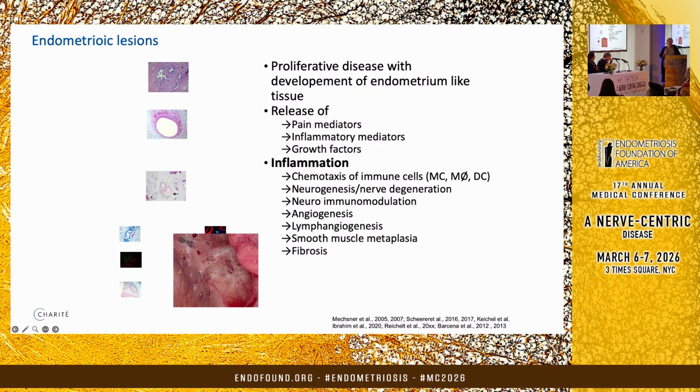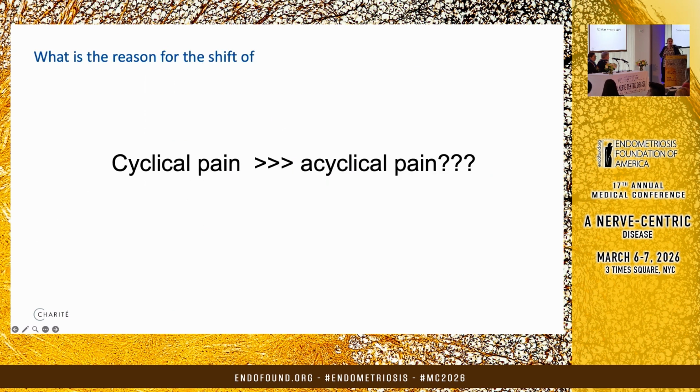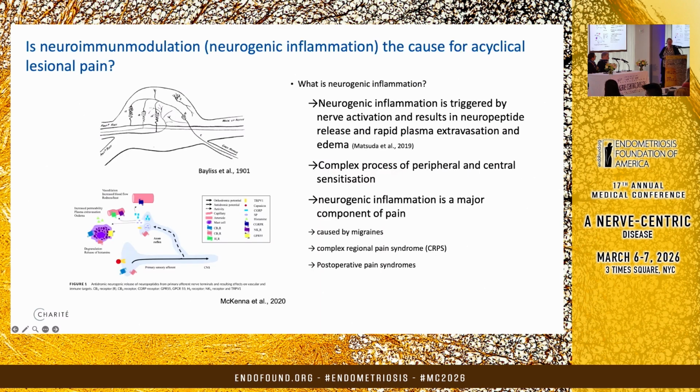And at the beginning, for me, of course, it's a hormonal dependent disease. The release of pain mediators is, in the beginning, cyclical. So we started with a cyclical pelvic pain in patients with endometriosis that is often reported by the patients. But then there is one point where the cyclical pain shifted also to an acyclical pain, or better, there is an additional acyclical pain with the cyclical pain on top. So there is something different. And my question was then to explore if a neuroimmune modulation could be the cause for this acyclical lesional pain.